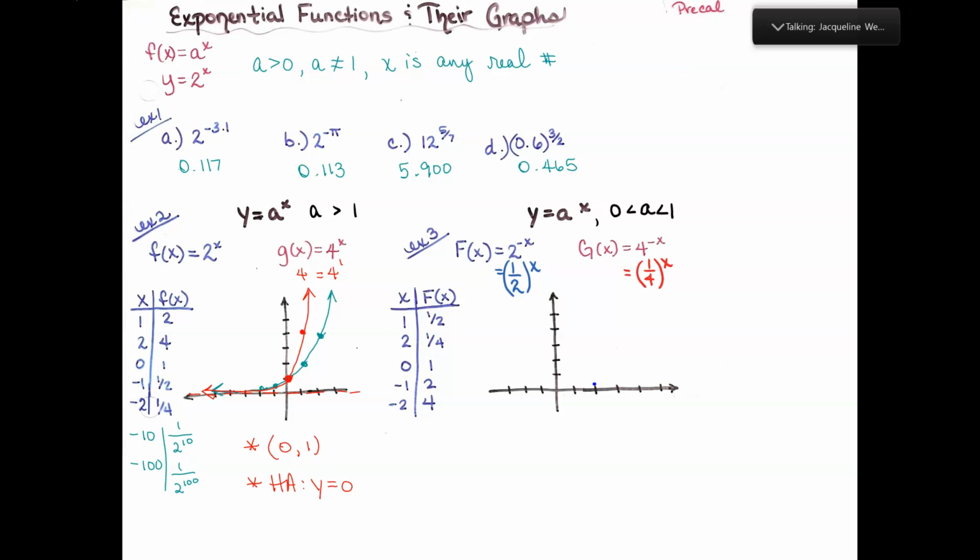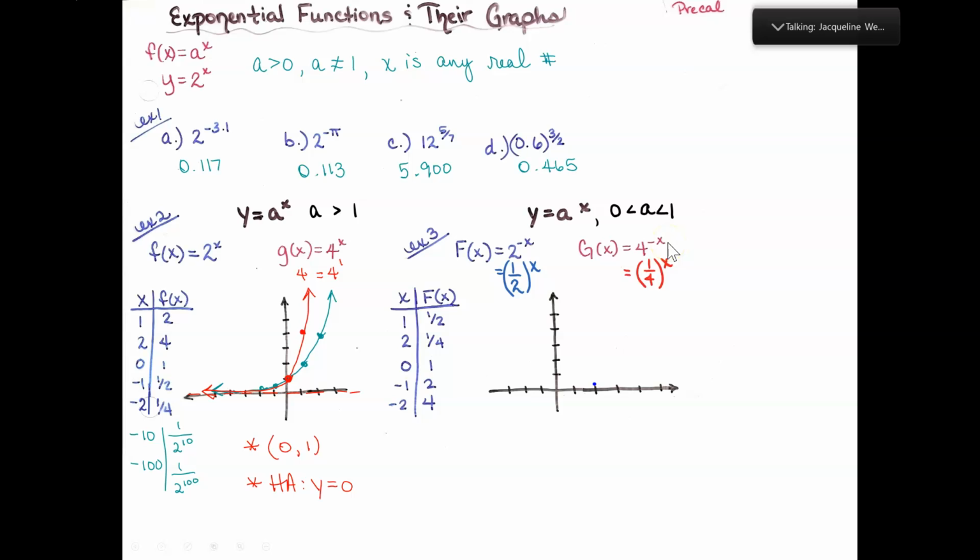All right, then let's look at the other scenario. This scenario was when a was greater than 1. The other scenario is when a is a number in between 0 and 1. So that would be something like 1/2 to the x or 1/4 to the x, right? Another way to write that, instead of saying 1/2 to the x, you also could write that 2 to the negative x, or 1/4 to the x, you could write that 4 to the negative x.